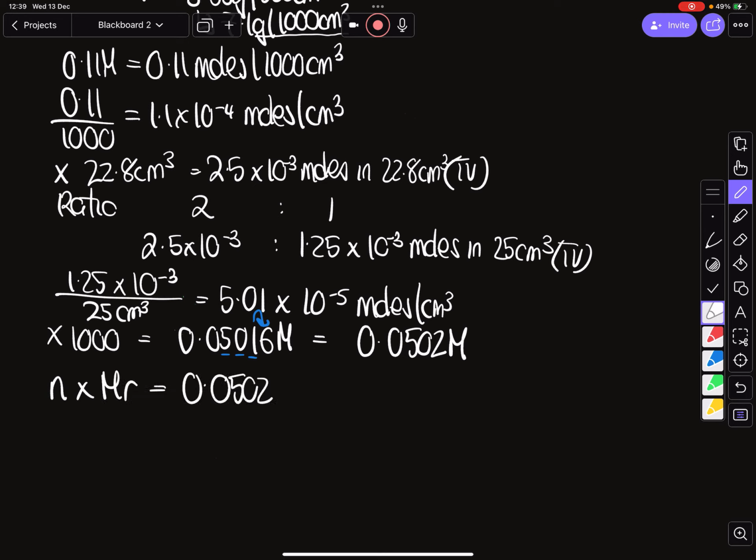So it's going to be our moles, 0.0502 by our molar mass of sodium carbonate, Na2CO3, so 23 by 2, 12, 16 by 3. Add these all up together and we say 106.